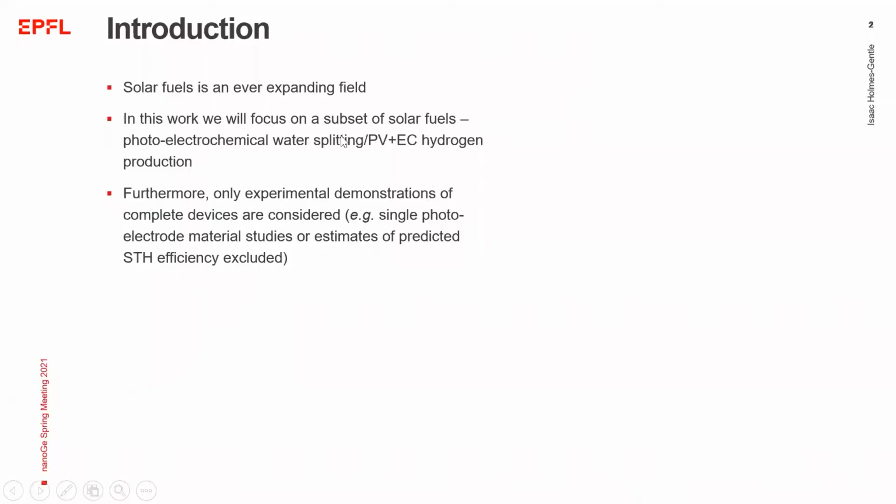So firstly, solar fuels is an ever-expanding field, and in order to limit the scope of this work to something manageable, we'll focus on a subset of solar fuels, notably photoelectrochemical water splitting, or PV+EC hydrogen production. Furthermore, only experimental demonstrations of complete devices are considered. That is, single photoelectrode material studies or estimates of predicted solar-to-hydrogen efficiency are explicitly excluded.